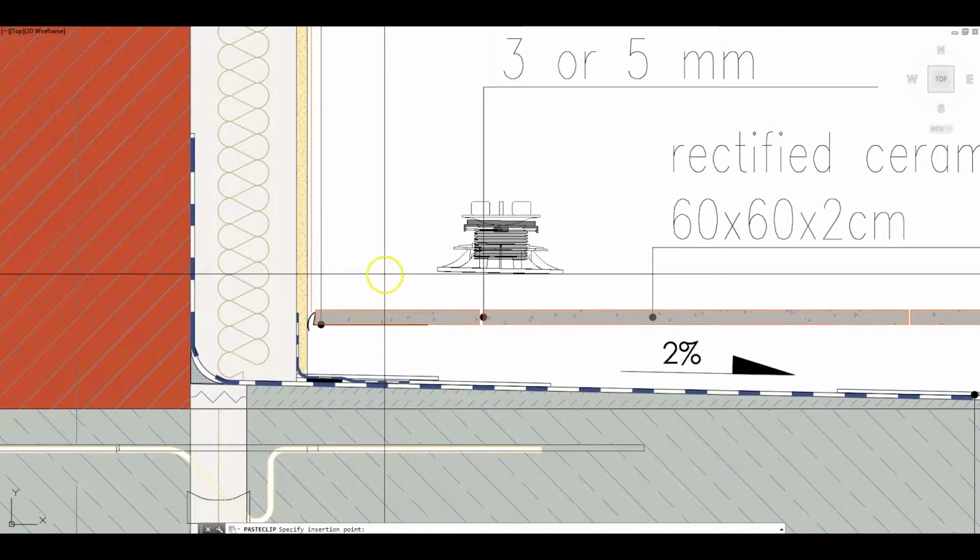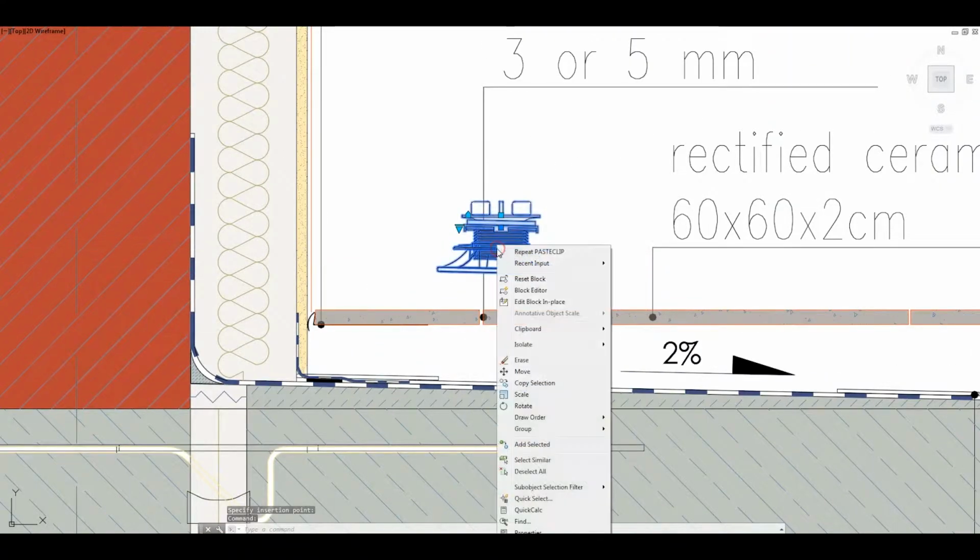Now, we will show you how to use blocks on a sample detail drawing. First, copy block and paste it into your drawing. Next, reset block by right-click mouse button, reset block.